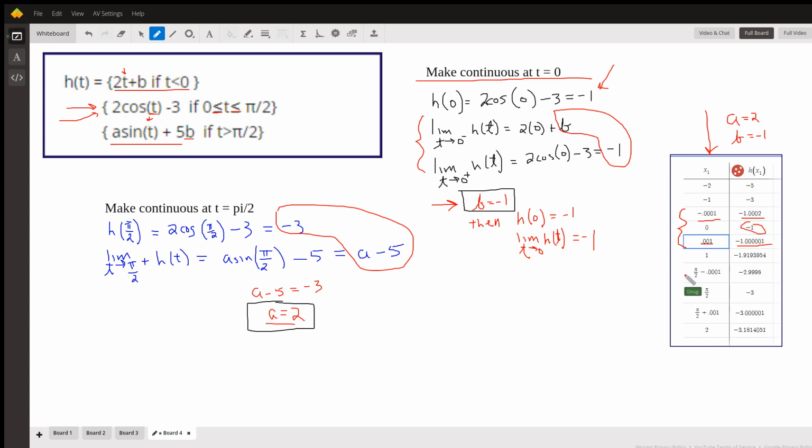And for this group right here, we're looking at what happens at pi over 2. The function value at pi over 2 is negative 3, which we've shown. And just to the left of pi over 2, negative 2.998, we're getting really close to negative 3, and similarly, just to the right of pi over 2, we can get as close to negative 3 as we want.